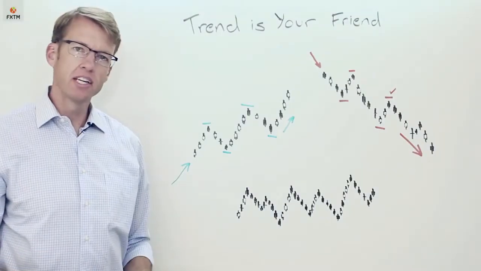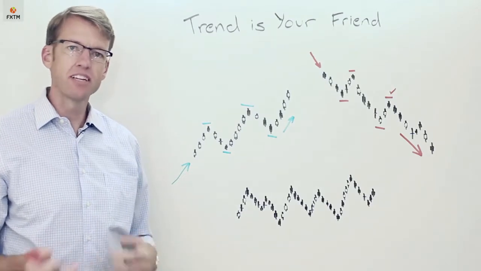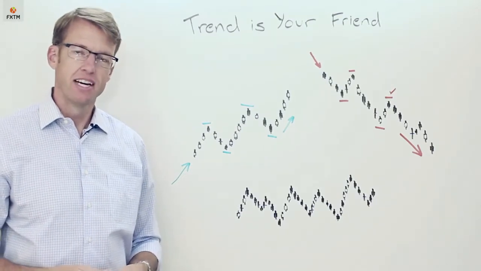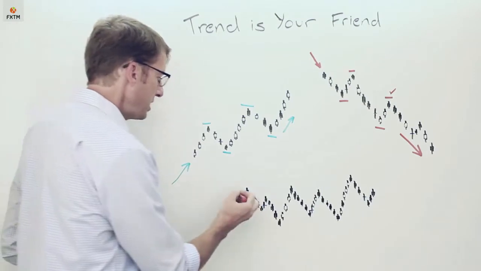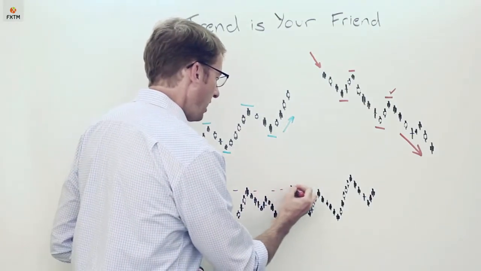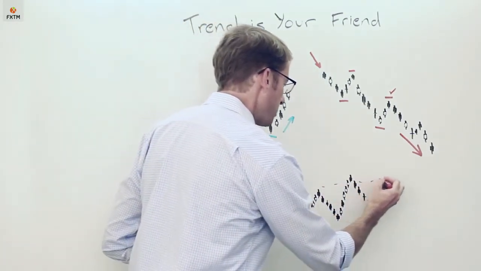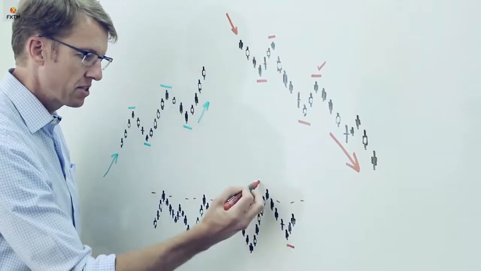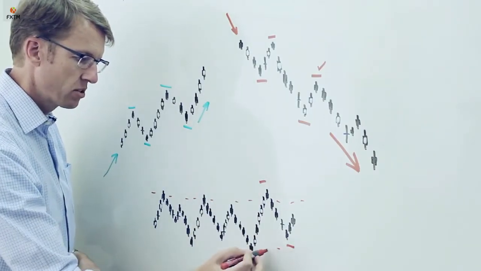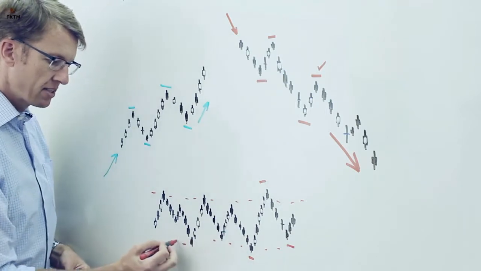A non-trending or channeling market presents very serious challenges to investors. And you can see an example of what I mean here in my chart. I've got an idealized example of a non-trending market where the tops and the bottoms are very uneven, so we can't really detect a consistent trend.